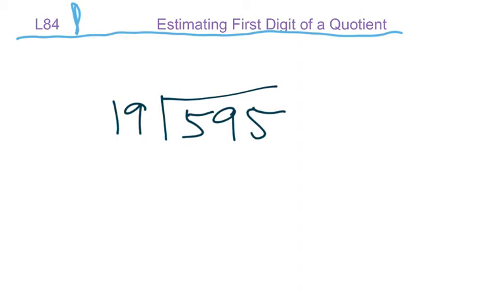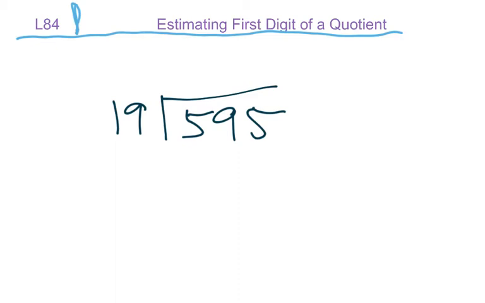L84. Estimating the first digit of a quotient. This lesson is going to feel like we just did this. Yeah, we did. Saxon gets pretty interested in this last trimester of you getting the division algorithm down. There are things that can get in our way, basic facts, and we always need those.